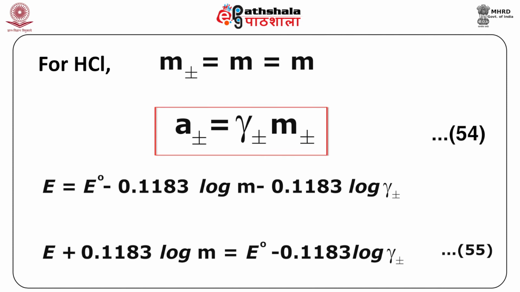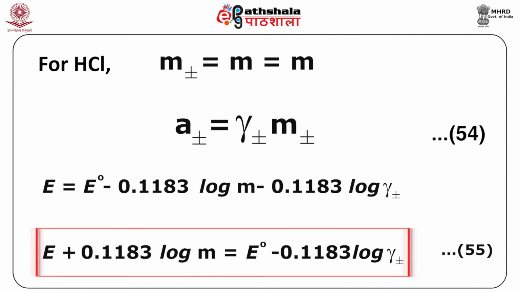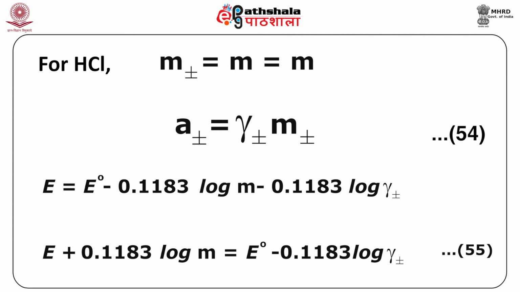Substituting a plus-minus equals gamma plus-minus into m plus-minus in equation 54, we have E equals E naught minus 0.1183 log m minus 0.1183 log gamma plus-minus, or E plus 0.1183 log m equals E naught minus 0.1183 log gamma plus-minus. This is our equation 55. This expression 55 provides us with an equation to calculate mean activity coefficient using the cell potential.